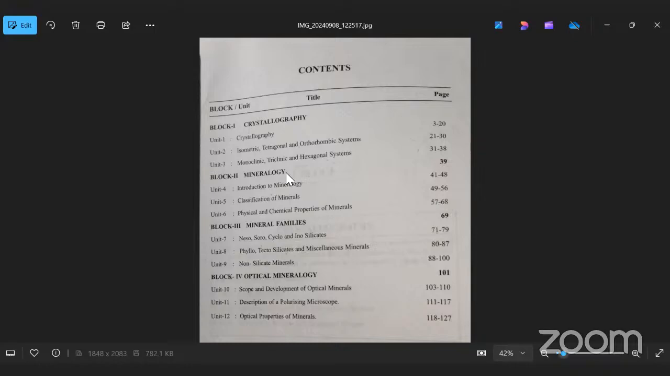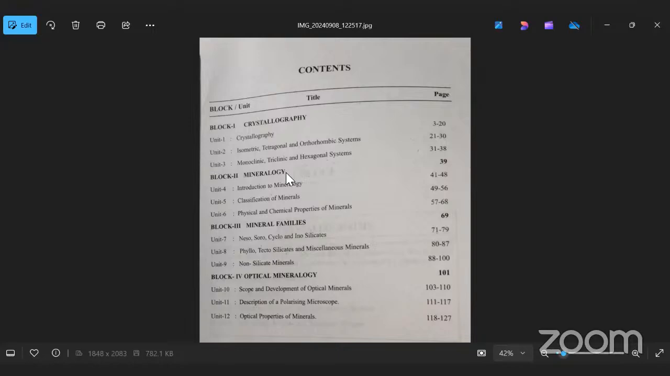Next, the final unit is known as optical properties of minerals. Here we see the ordinary light. Under the ordinary light, we see the color and whether it has any inclusions. If it has inclusions, while you are rotating, it shows different colors. If it doesn't have any inclusion, it doesn't show any color variations.